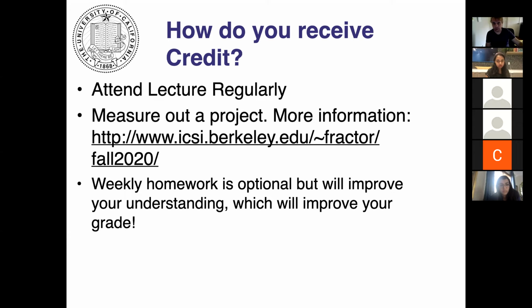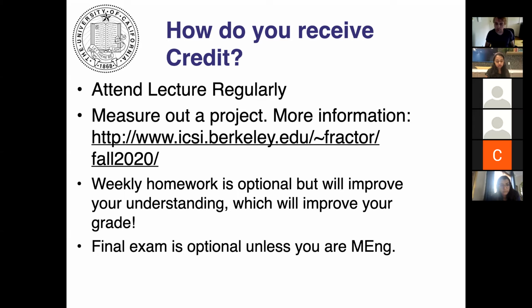So there may be a final exam, but this will only be the case if you have Master of Engineering students. Is there any Master of Engineering student in the class right now? Doesn't look like it. So since there is no Master of Engineering student in the class, we will not have a final exam. The final exam is needed for Master of Engineering students to get credit. If somebody joins later, we'll have a final exam, which has to be attended only, obviously, by the Master of Engineering student.